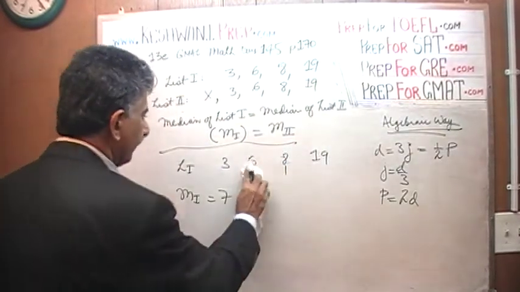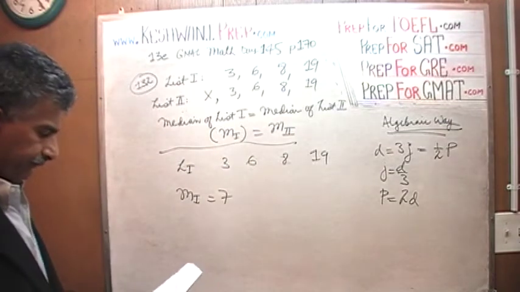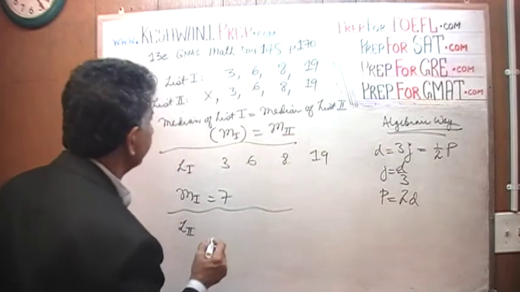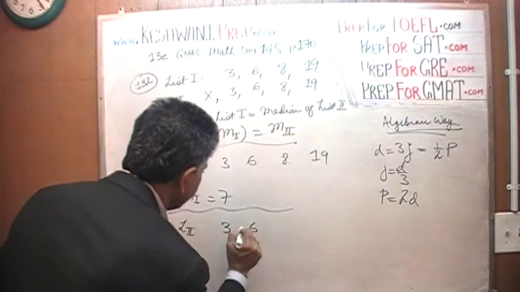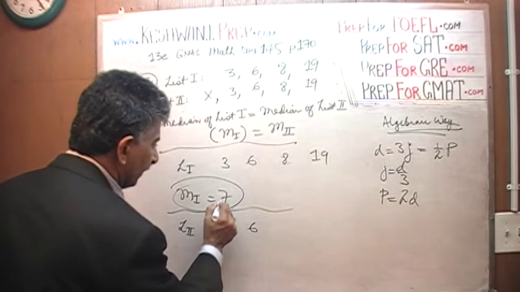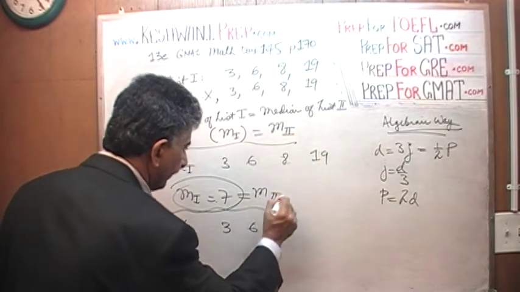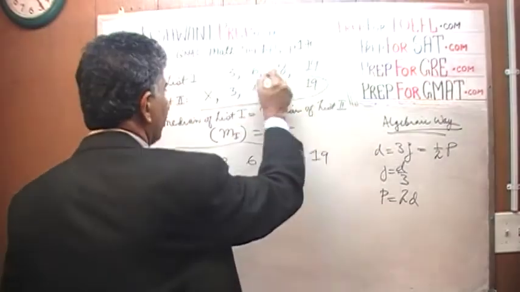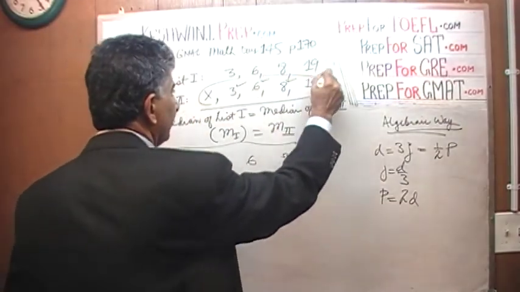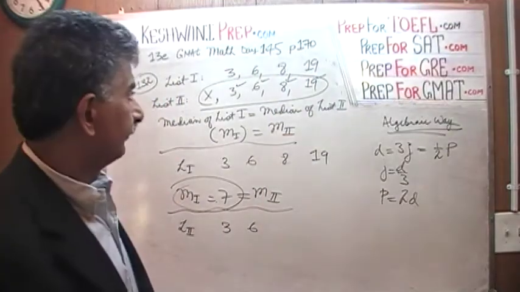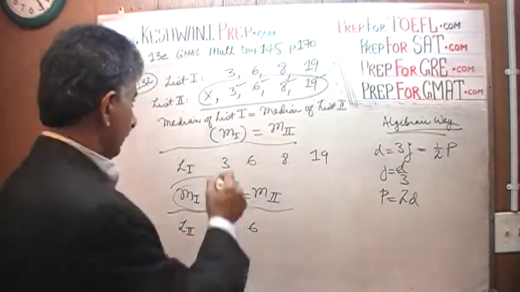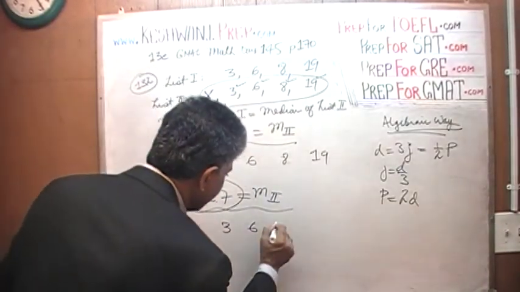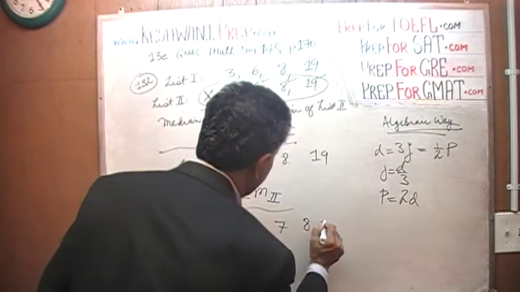The median is 7. In list 2, we have 3, 6. Now since the median of the first series is the same as the median of the second, since they both have the same median, and we do not see any 7 in this one. We see a 3, a 6, an 8, a 19. There is no 7 in there. And we have this X, which means X must be the 7. So here we have 3, 6, 7, 8, and 19.